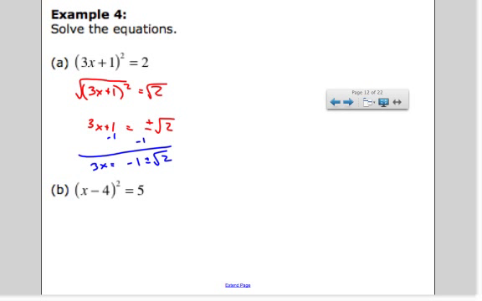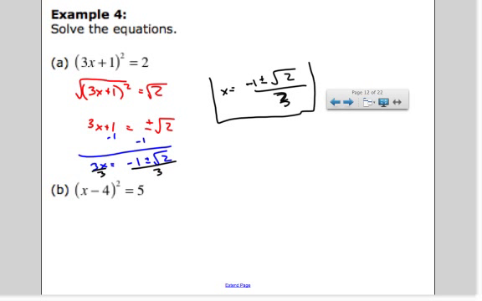I can't do anything with that square root of 2 because they're not common terms. I can't add a square root and a 1. Okay, and then I'm going to divide both sides by 3. So my answer is x equals negative 1 plus or minus the square root of 2 all over 3. Oops, there we go. And that's my solution.